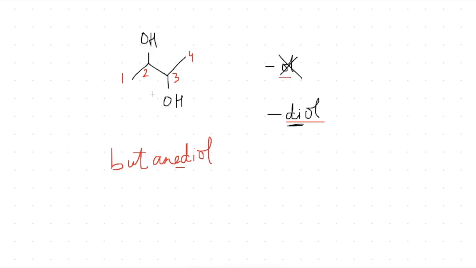To indicate the numbers of the alcohols, we put 2, 3 in the beginning. We can also put the numbers in the middle, so we have butane again, keeping the E, 2, 3, diol.